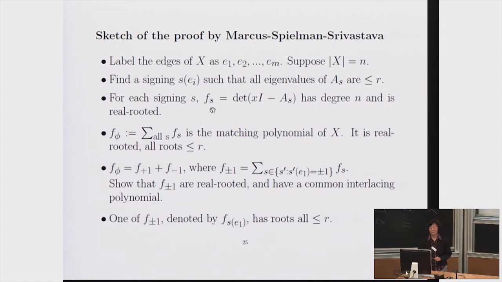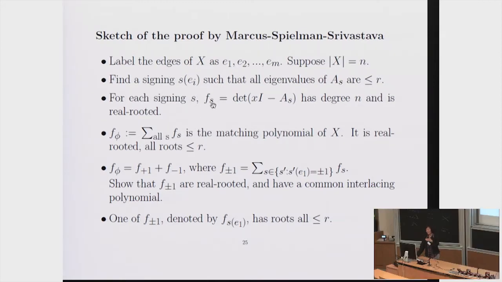Let me explain how they narrow down to find this signing S. First, let's average over all such characteristic polynomials. When you add them all up, you get a polynomial of degree n again. This total sum actually has a combinatorial explanation. That polynomial is called the matching polynomial of this graph. It's known that all its roots are real, and also that the largest root is bounded by the covering radius. This is the work of Heilmann and Lieb. So this is known.